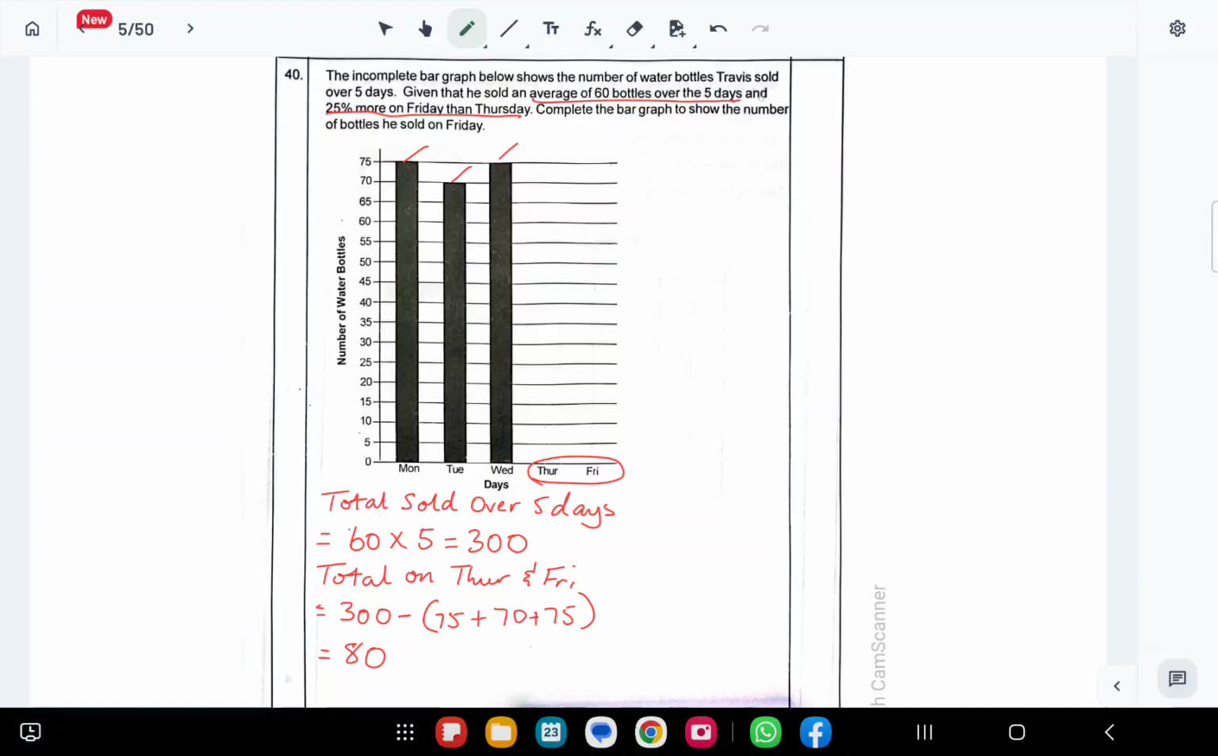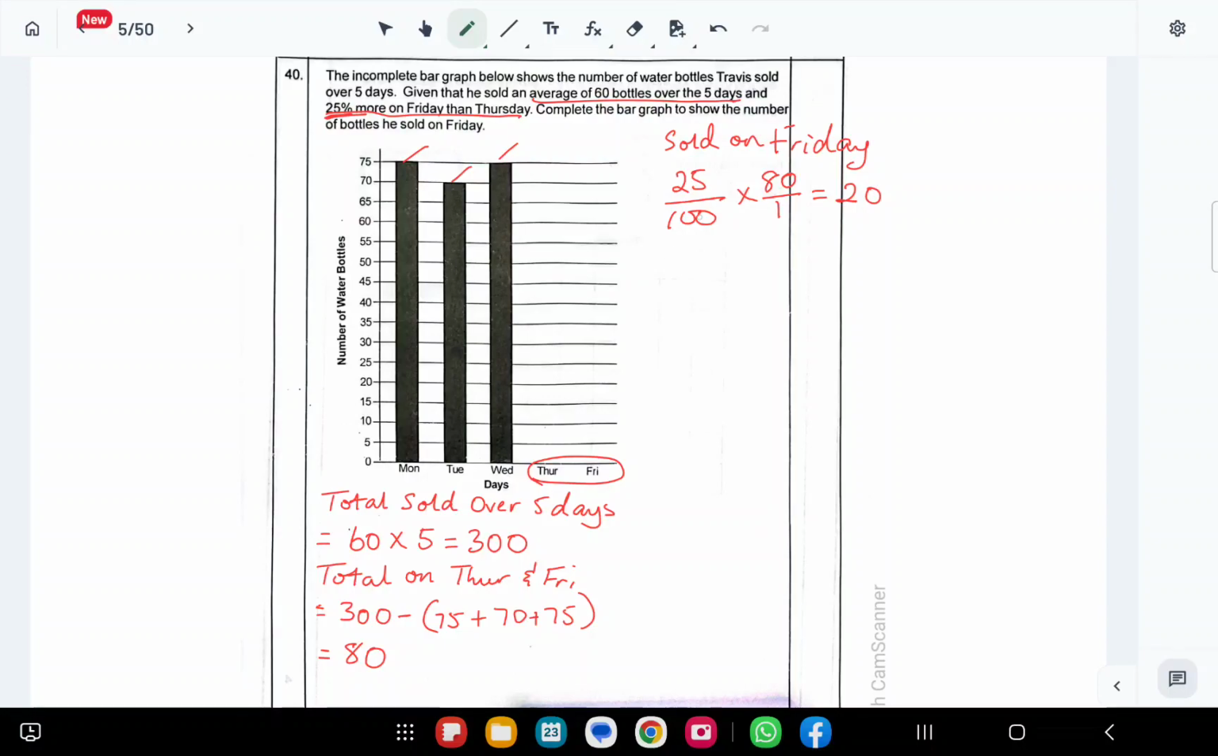So we know now a total of 80 bottles was sold on Tuesday and Friday. From the question, they said that 25% more was sold on Friday than Tuesday. So we need to calculate how much is this 25%. So sold on Friday, we need to find out how many bottles 25% represents. So it will be 25% of the total that was sold on Tuesday and Friday, which we found out to be 80. And from here now, we'll get 20. So you know 20 more bottles were sold on Friday than Tuesday.